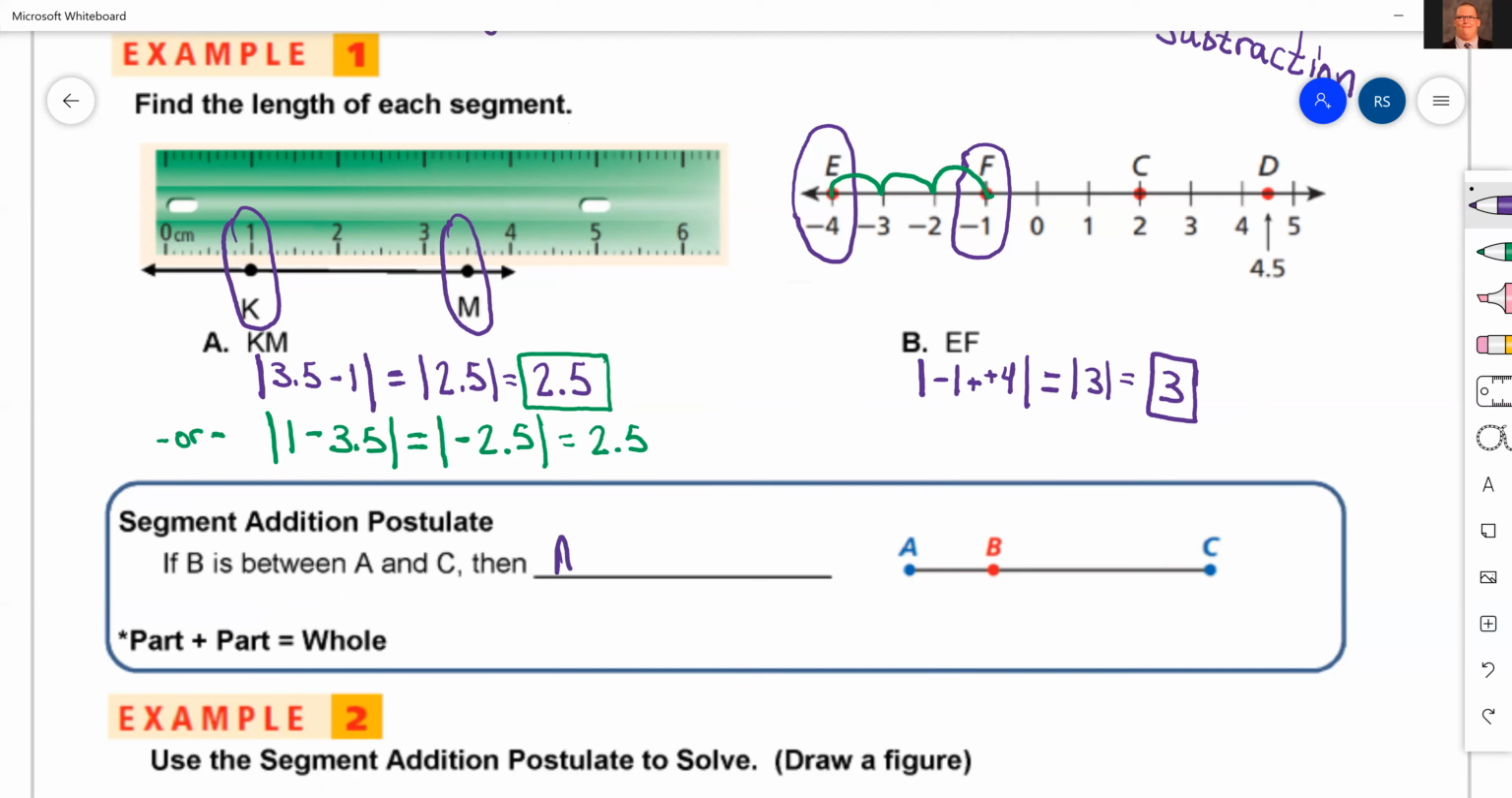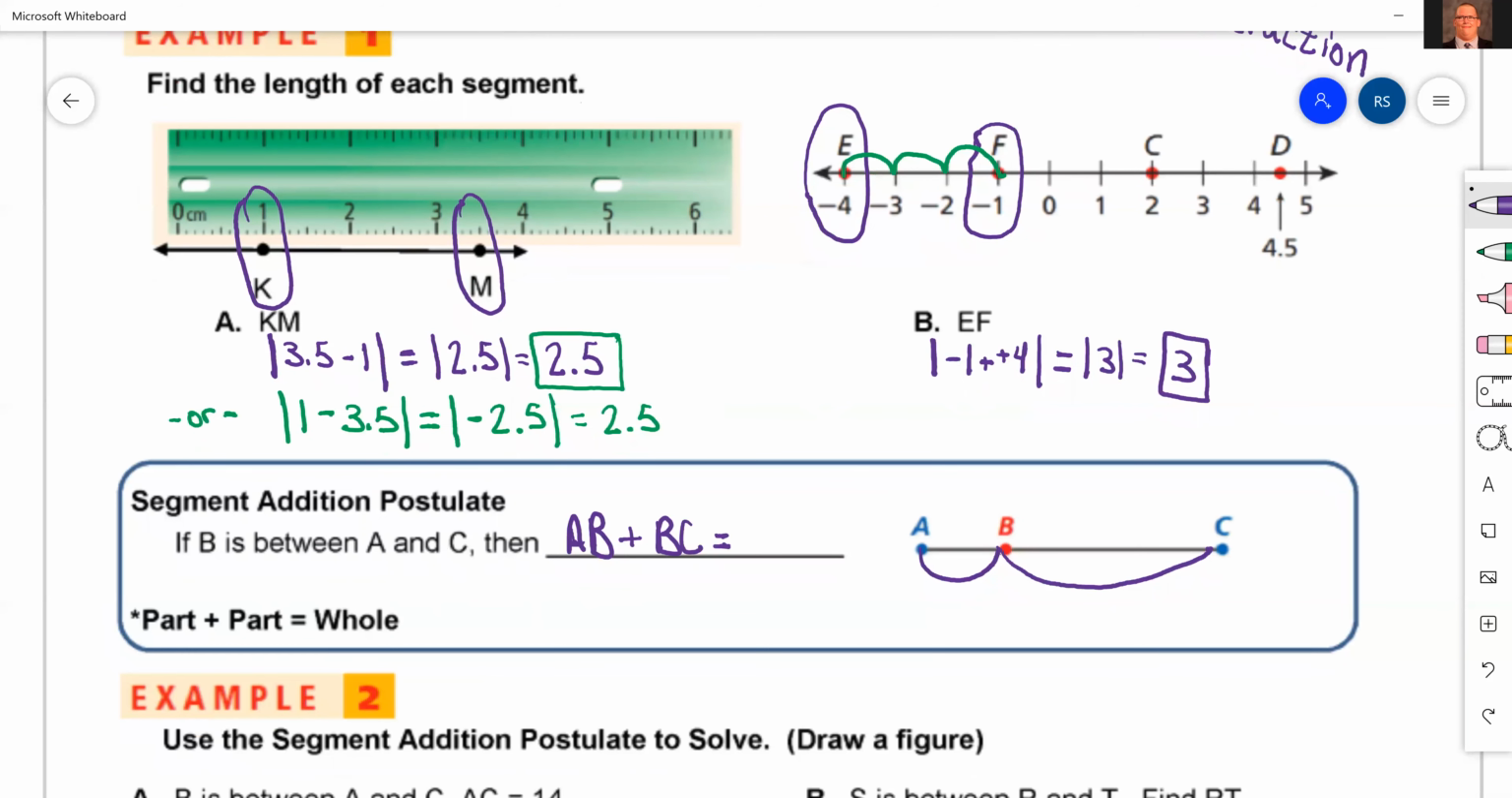We can say that AB, so the distance from A to B, plus the distance from B to C equals the distance, well, I went from A to B and then B to C. What's that the same as doing? Going from A all the way to C. So AC.